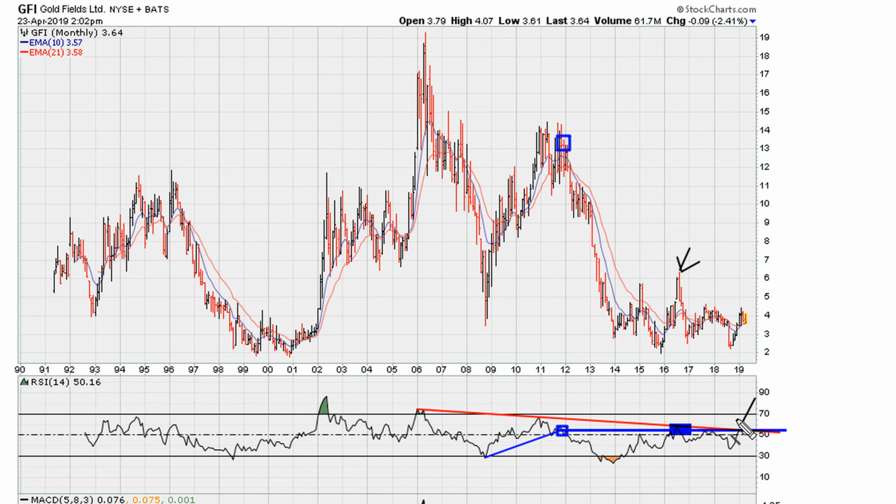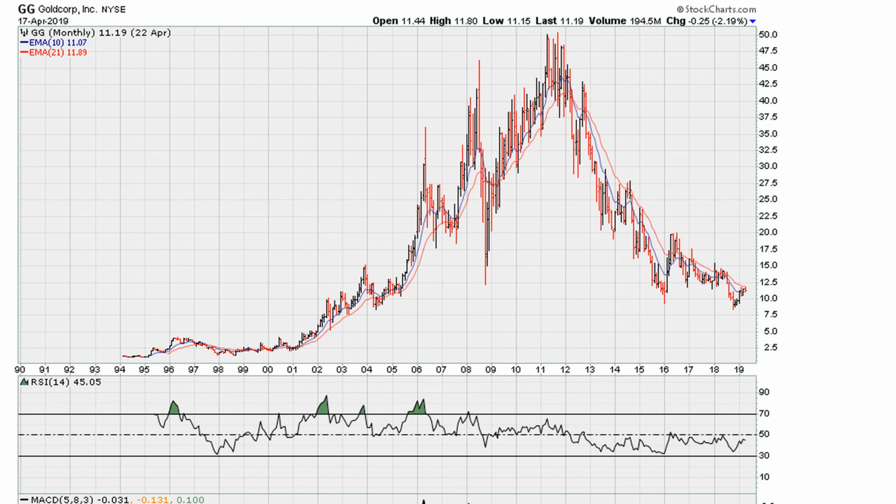Over the last couple of months, we hit that same blue line where there was a merging of the red line and the blue line, and that gave us the highs of early 2019. Since then, we are pulling back, and of course, we are watching RSI 50. A breach of RSI 50 opens the possibility for lower prices as we go forward.